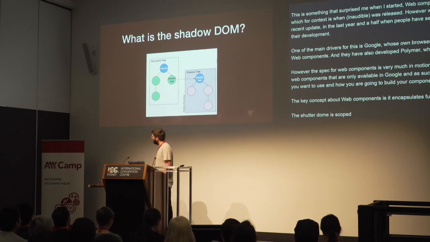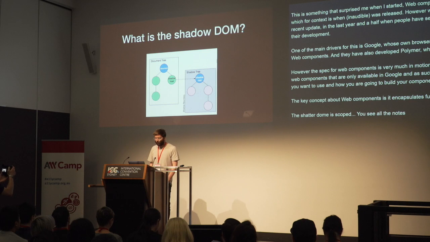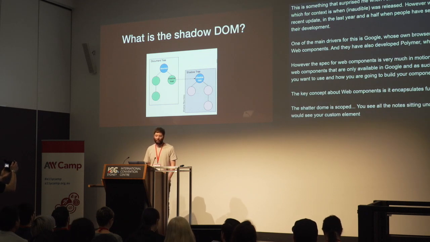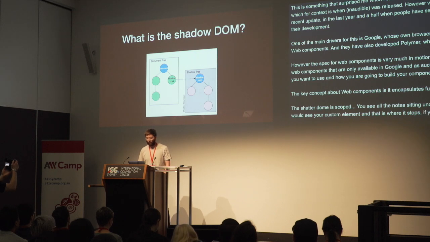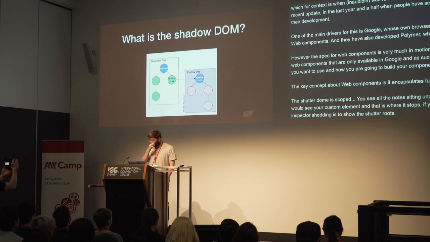In this image on the left, you see what you would normally see when you're looking at your inspector. You see your regular document, all the nodes sitting underneath, and at one point you would see your custom element, and that's kind of where it stops if you haven't set your Chrome inspector settings to show the shadow root. When you have set that to be visible, what you see is a specific tag under which the shadow root will become visible.